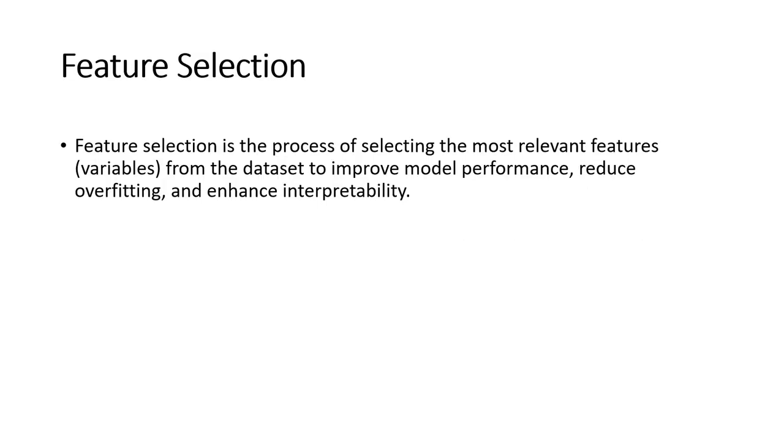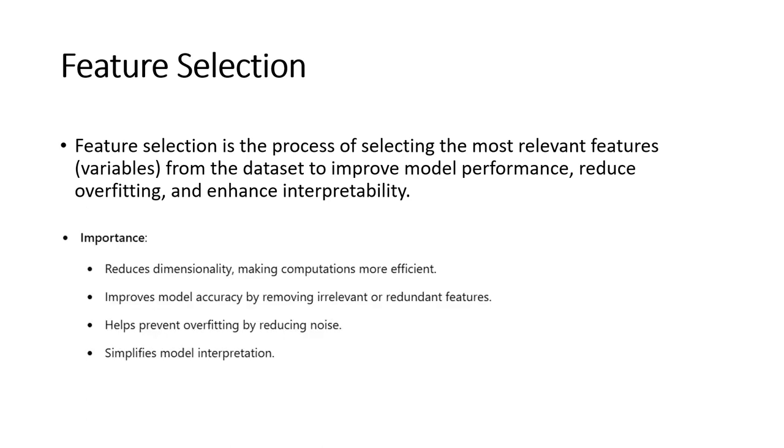Feature selection is the process of selecting the most relevant features from the dataset in order to improve the model performance. It will reduce overfitting and enhance interpretability. The importance of feature selection is that it reduces dimensionality and improves model accuracy by removing irrelevant or redundant features. It helps prevent overfitting and simplifies model interpretation.